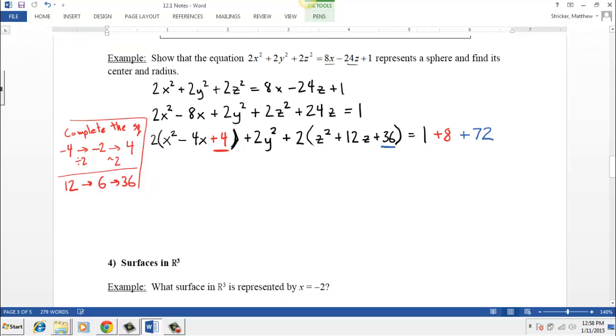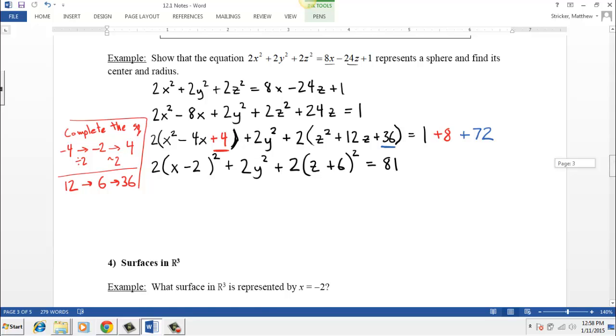Okay, so let's clean things up now a little bit. On the left-hand side, we have 2 times the quantity. Now, because it's a perfect square, we can factor it. This is x minus 2, quantity squared. And we have plus 2y squared. And then again, with the z's, we can factor. This is 2 times the quantity z plus 6, quantity squared, equals 81. Okay, and we're almost to the place we need.